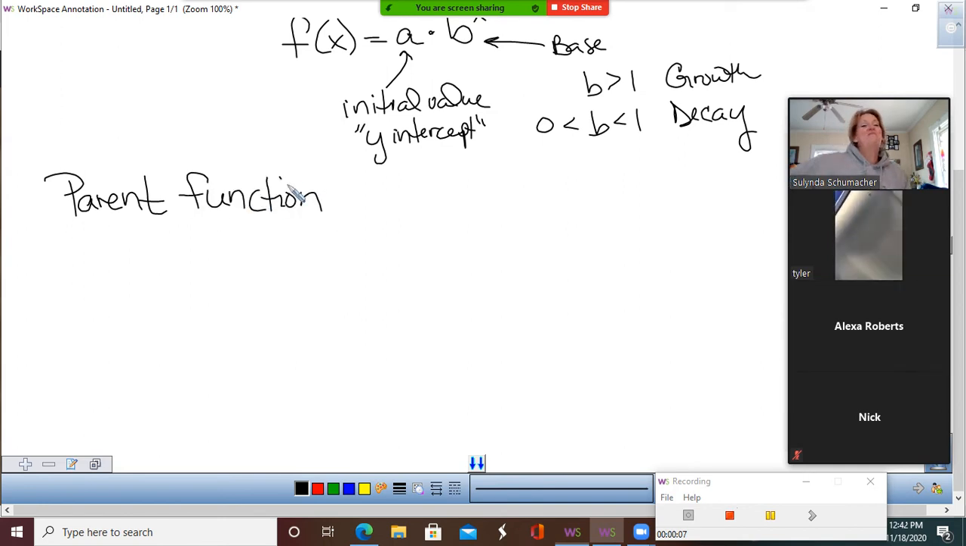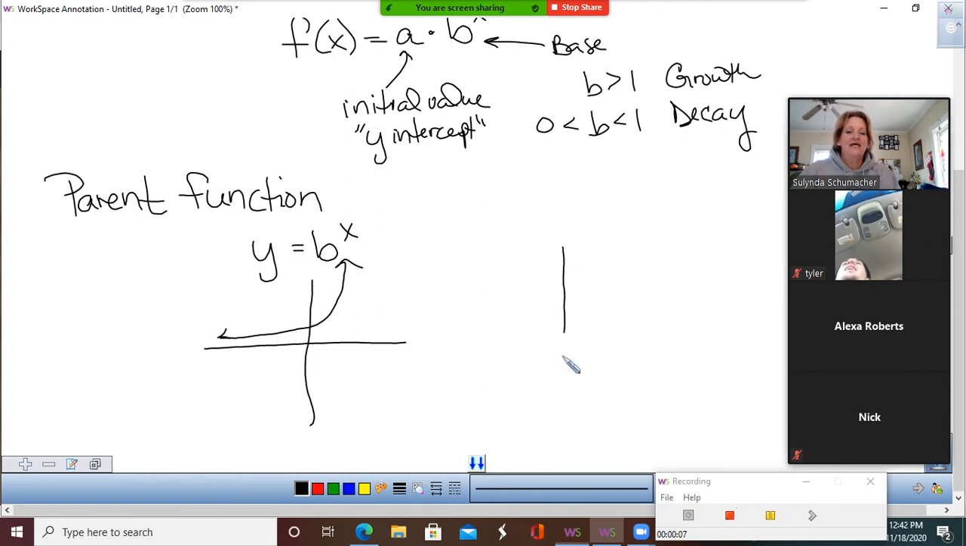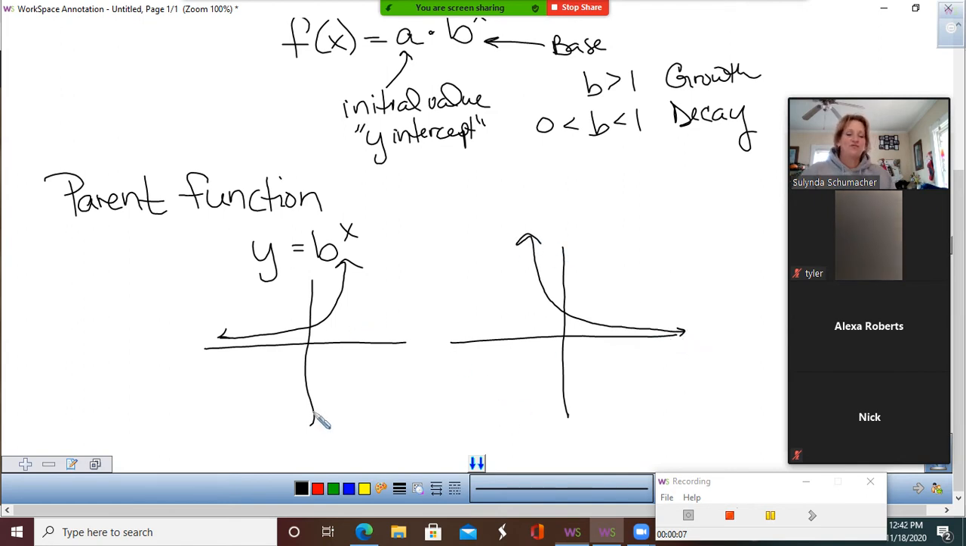All right, so the parent function of an exponential function is just y equals b to the x, okay? And if b is greater than 1, it's a growth, and it goes this way. And if b is between 0 and 1, it starts big and it decays and gets smaller and smaller. Those are our two options. This is the growth, and this is decay.